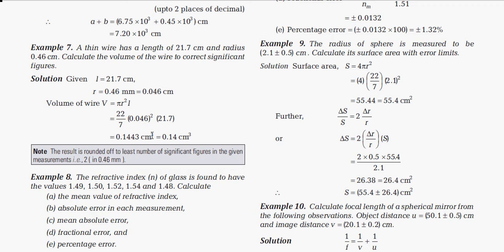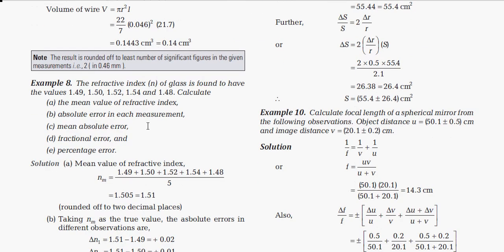I'll give you a little bit better rough idea so you'll understand how I neglected this. The reason behind it is very easy. The result is rounded off to the least number of significant figures in the given measurement, that is 2. The least precise measurement is 0.046, but the zeros on the left-hand side are not counted as significant, so we have 46, which is 2 figures, so we'll just make it 0.14. Okay, got it. Let's do the problem on mean and absolute mean error.